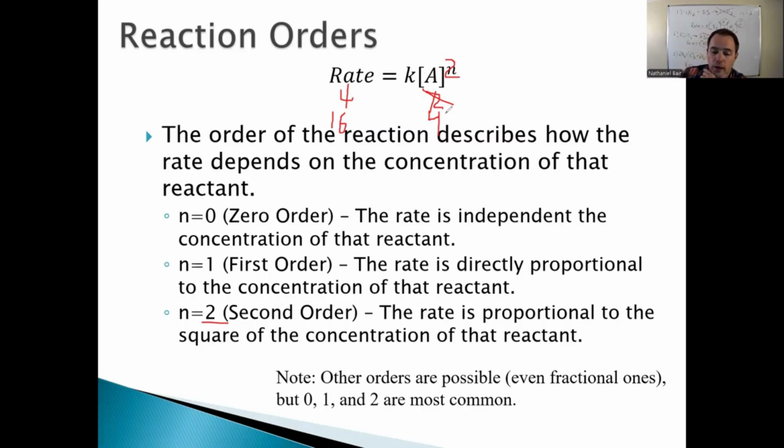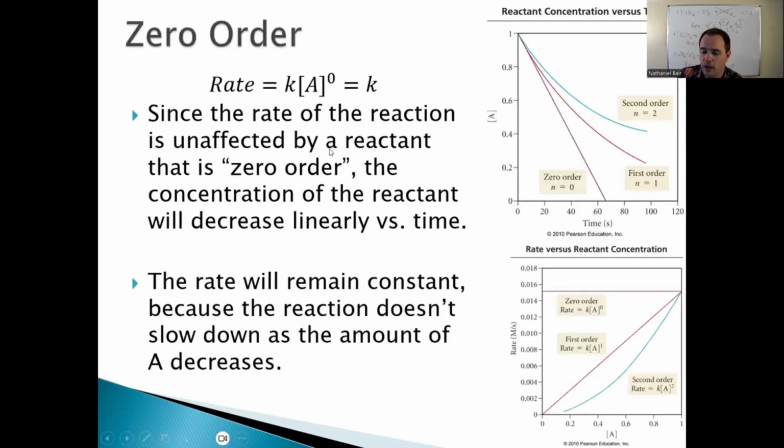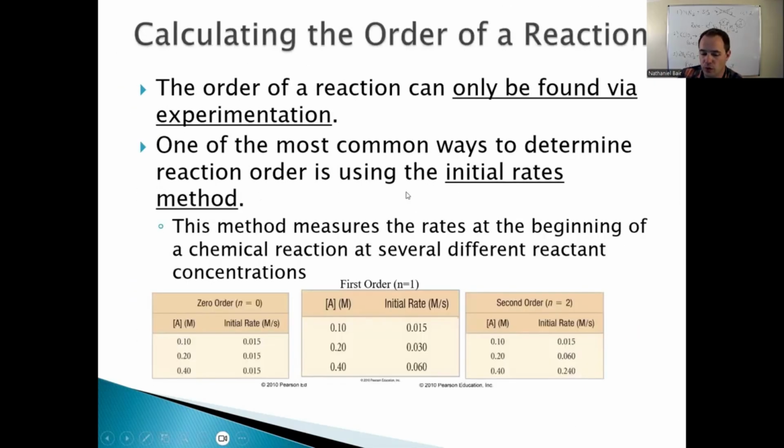It just keeps going from there, right? What if I had tripled this? Well, 6 squared is 36. So I would quadruple that again. So yeah, the rate just keeps changing exponentially based on that. So a lot of times you can just look at a set of data and figure out if you're zero, first, or second order.